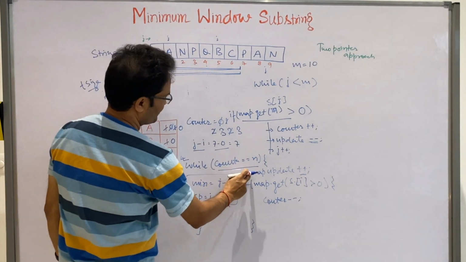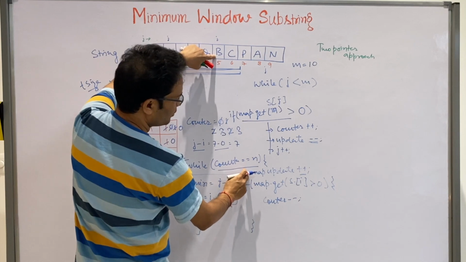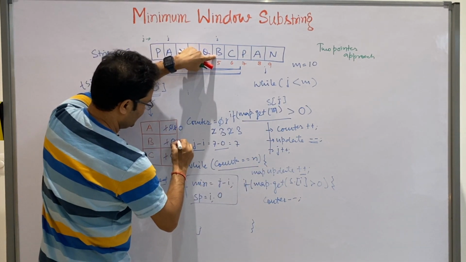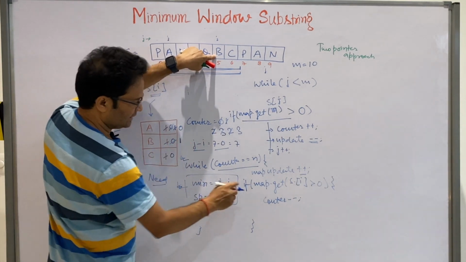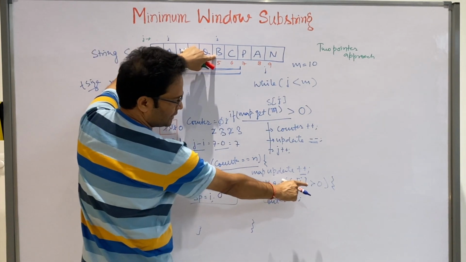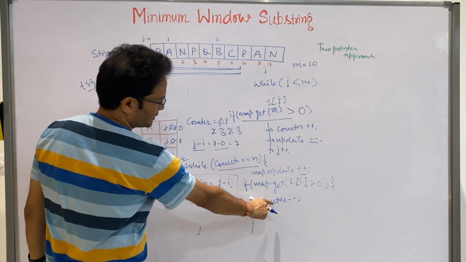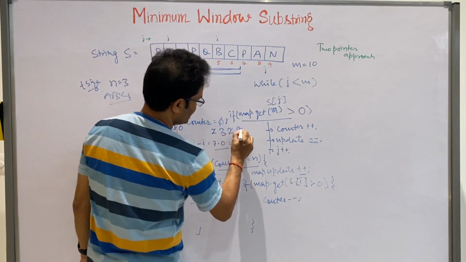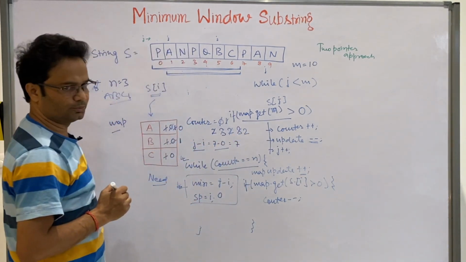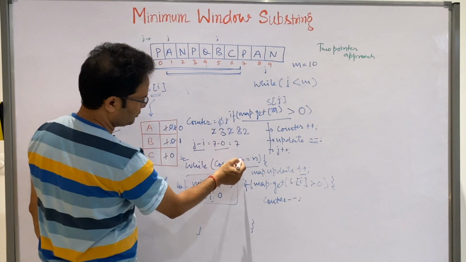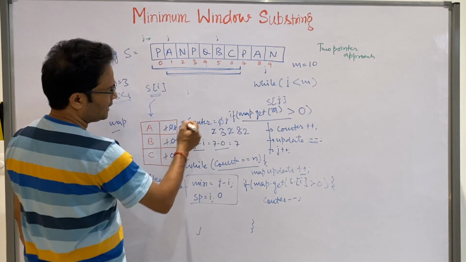Now check this one. B is matching, so I will update the map, increment, this becomes 1. This condition is also satisfied, it is more than 0. So we have to make the counter minus minus, so this counter becomes 2. Now this counter is 2, this condition is not satisfied, so again move the j.